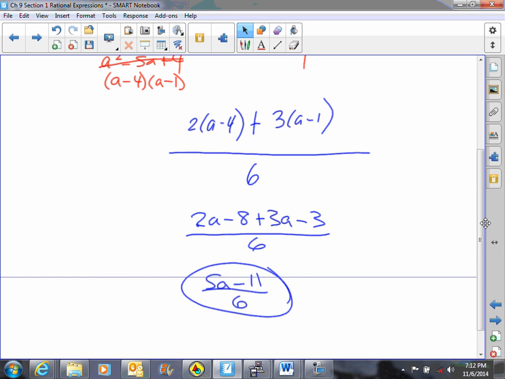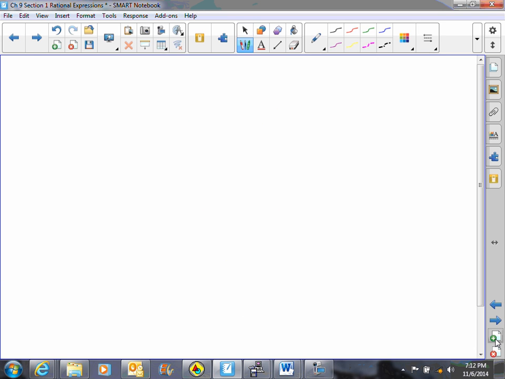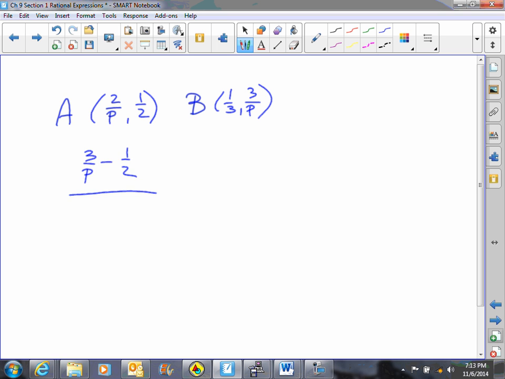And finally, number 55. They give us point A is the point 2 over p, comma 1/2. And point B is the point 1/3, 3 over p. And the question is, what is the slope of the line passing through these 2 points? Well, the slope is y2 minus y1 over x2 minus x1.